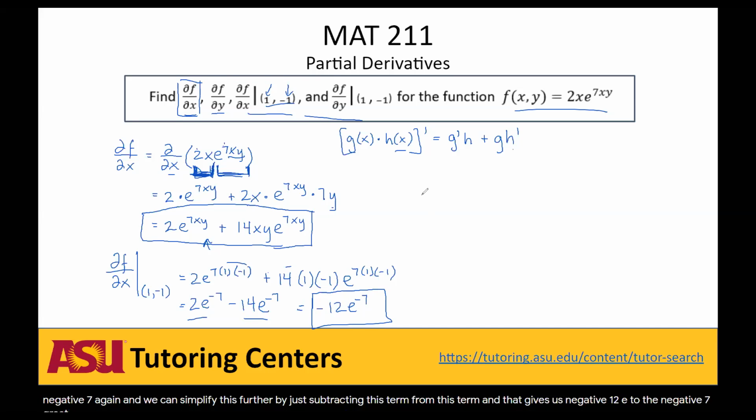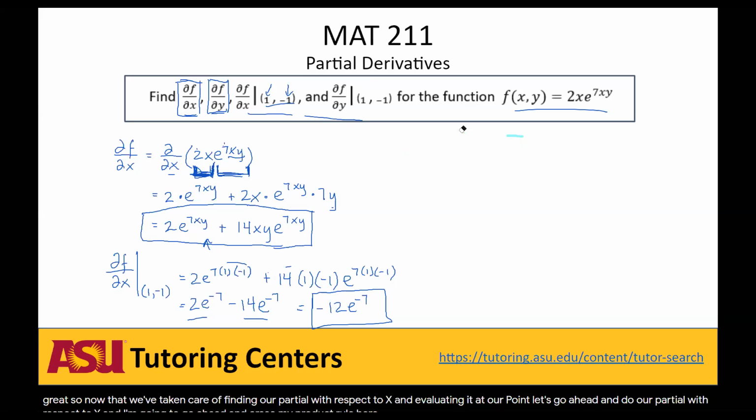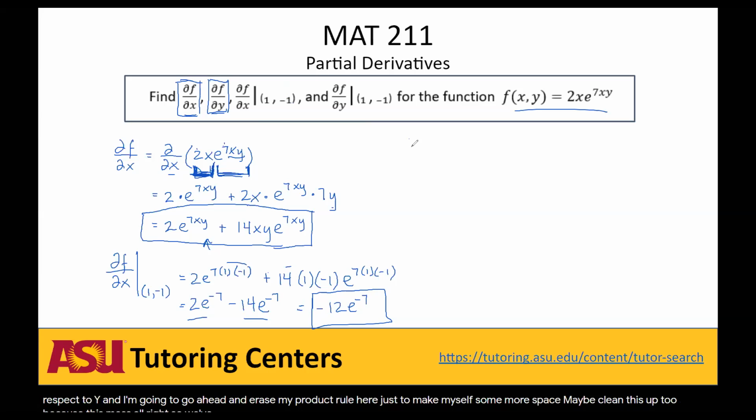Great. So now that we've taken care of finding our partial with respect to x and evaluating it at our point, let's go ahead and do our partial with respect to y. And I'm going to go ahead and erase my product rule here just to make myself some more space. Maybe clean this up too because this is a mess. All right, so we've got our partial of f with respect to y. And we can write this out more explicitly.